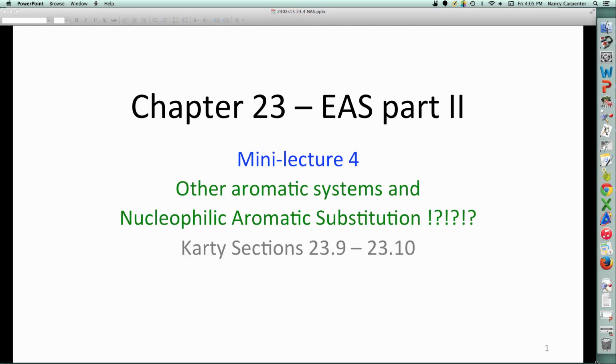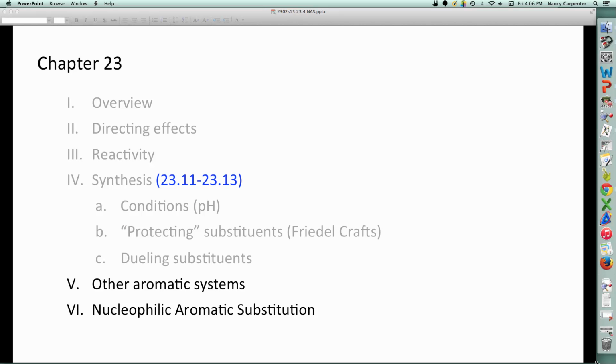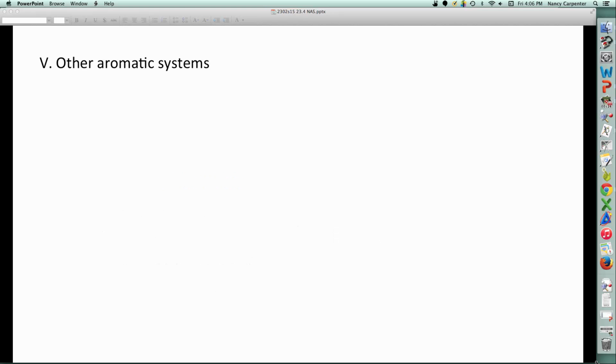We shall begin the end of chapter 23. So just a little expansion. I just want to point out that we have skipped around a tiny bit some of the synthesis considerations I brought in the previous mini lecture, and now we're just going to wrap things up with a look at other aromatic systems in a very cool kind of opposite to EAS.